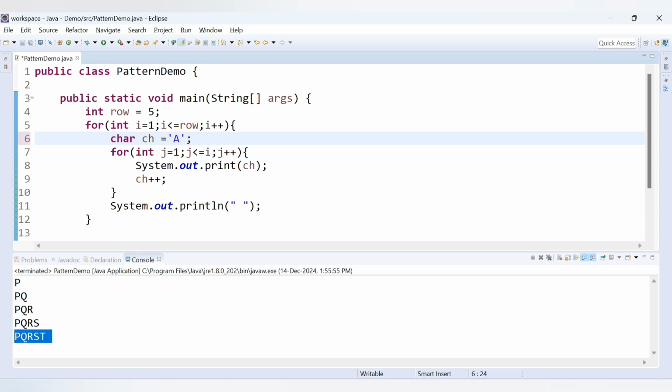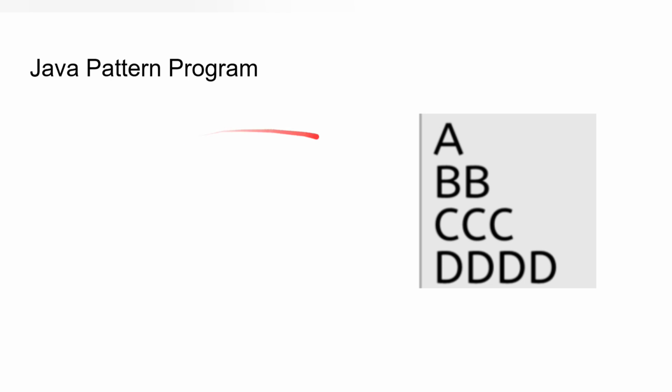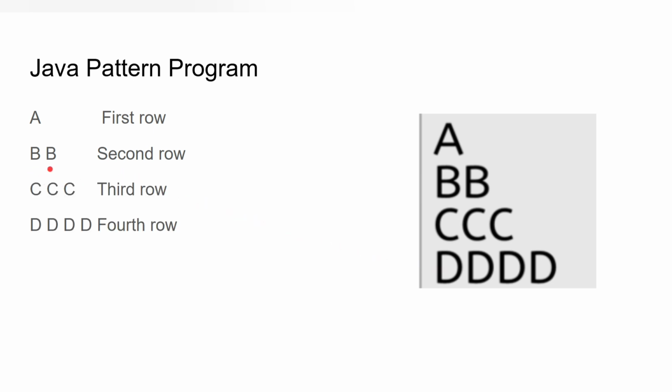Another pattern we can implement here. Let's see the second pattern as well. So inside this pattern, we don't want to start each row from A. We want only A in the first row, in the second row only the second character two times, in the third row the third character three times, and in the fourth row the fourth character four times. So the number of characters is equal to the number of rows, but the character is the same, right? How can we implement this particular logic? Let's see in the code.